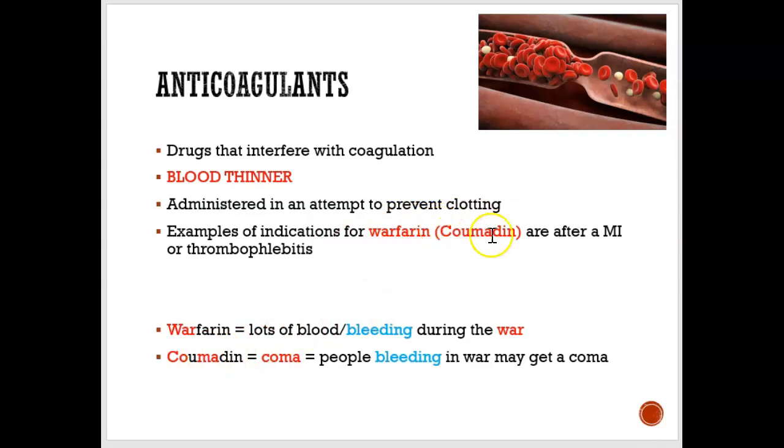So the trade name for warfarin is COUMADIN, and COUMADIN, think of coma, maybe. And so when you're in the war, people could get into a coma because they were bleeding like crazy. So warfarin, COUMADIN, think of bleeding, lots of bleeding, because it's a blood thinner, so you will bleed a lot more easily.